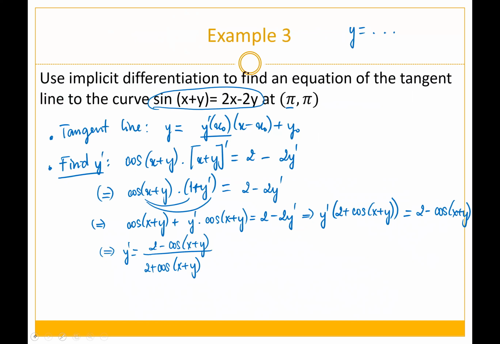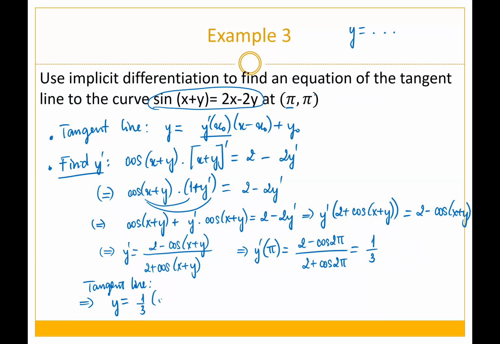So when you have y prime at pi, you plug in x and y as pi and pi, the two coordinates given: 2 minus cosine 2 pi divided by 2 plus cosine 2 pi. So what we have is 1 over 3. Therefore, the tangent line becomes 1/3 (x minus pi) plus pi, which is going to be 1/3 x plus 2 over 3 pi. This is the simplest form that we can get.